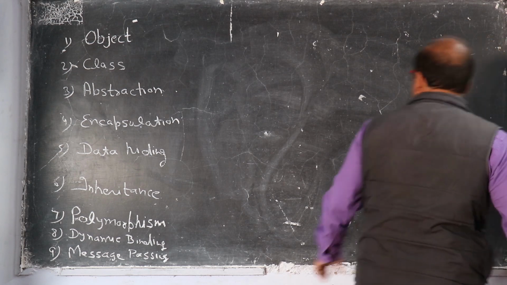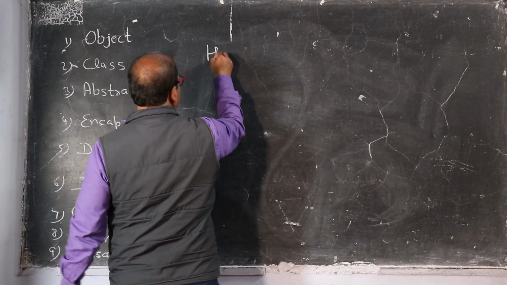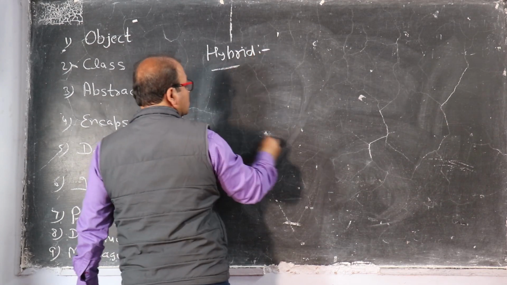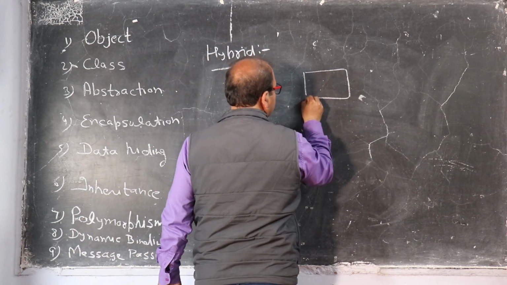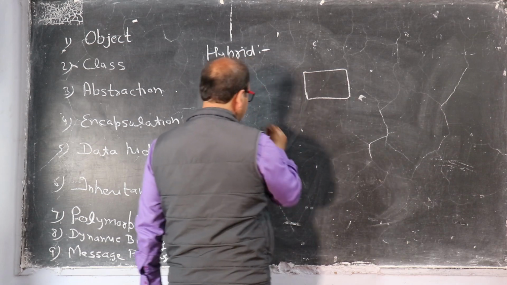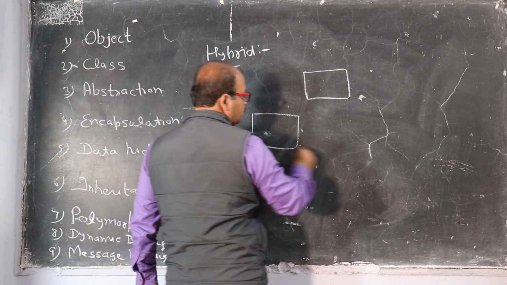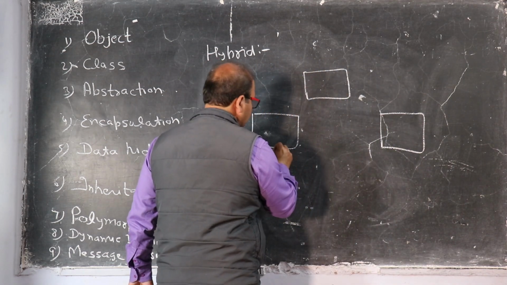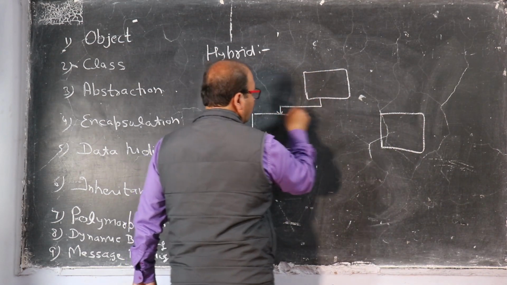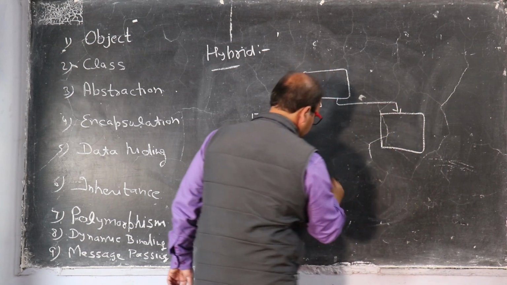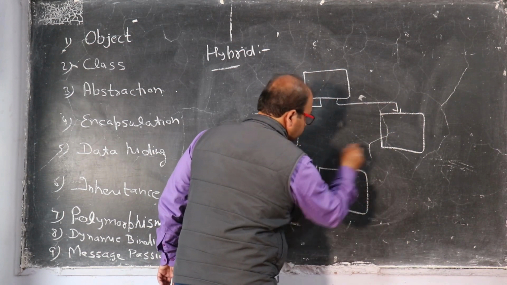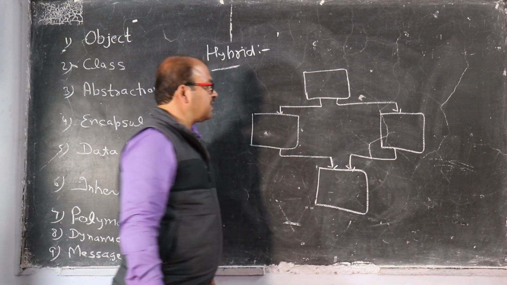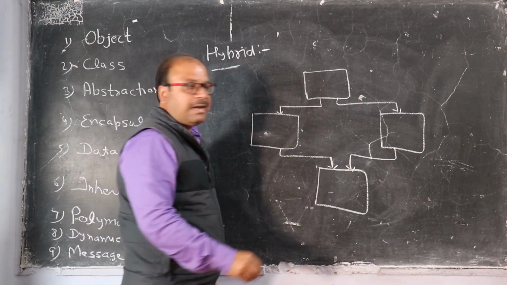Hybrid inheritance. Hybrid inheritance is what? When you have a grandparent and two children of it, which are further the parents of another class, this type of inheritance is called hybrid inheritance.